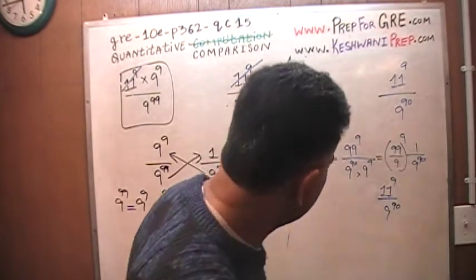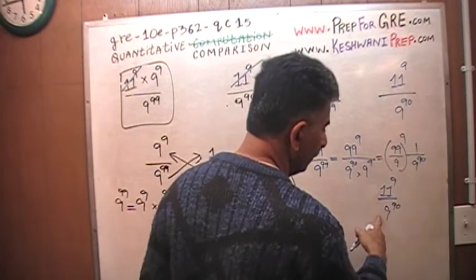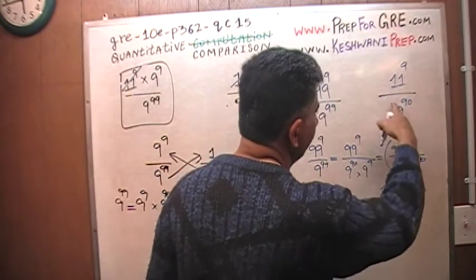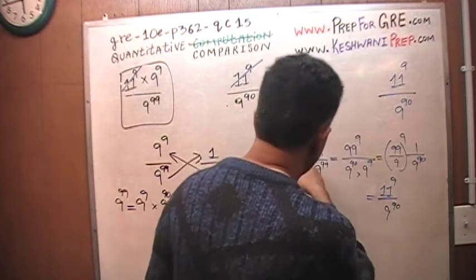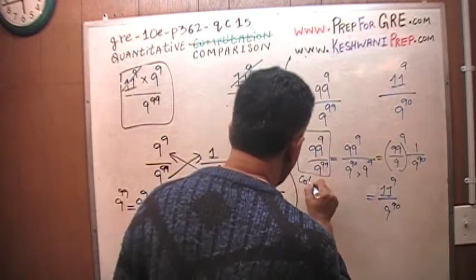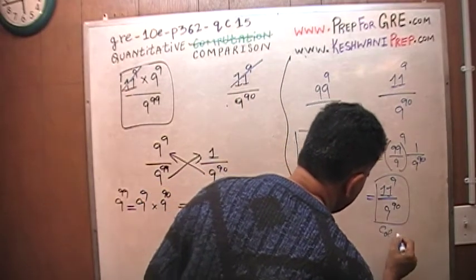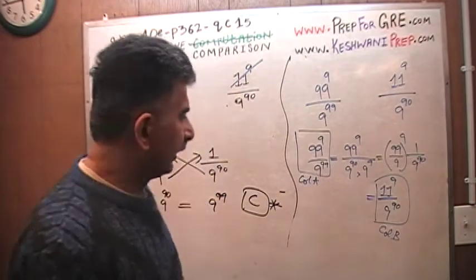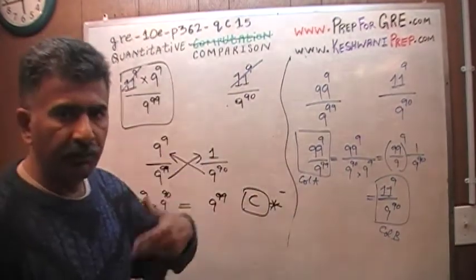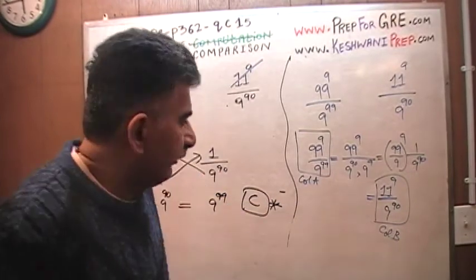11 raised to 9 over 9 raised to 90. Voila. We started our journey from here, which is our column A, and we finish our journey over here, which is our column B. This tells us that column A, when you manipulate it in a certain way, you all of a sudden recognize that it's the same as column B. Answer is C.